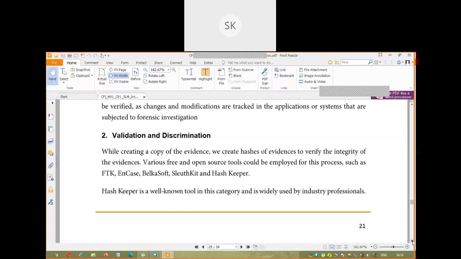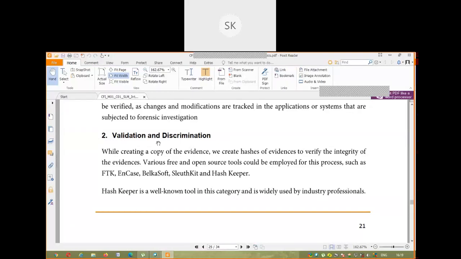Again, these are the tools for data validation and discrimination in computer forensics: FTK again, NCase, Balka soft, and this one social kit, and Hashkeeper. The well-known software here is Hashkeeper. Hashkeeper is widely used for validation and discrimination in computer forensics.